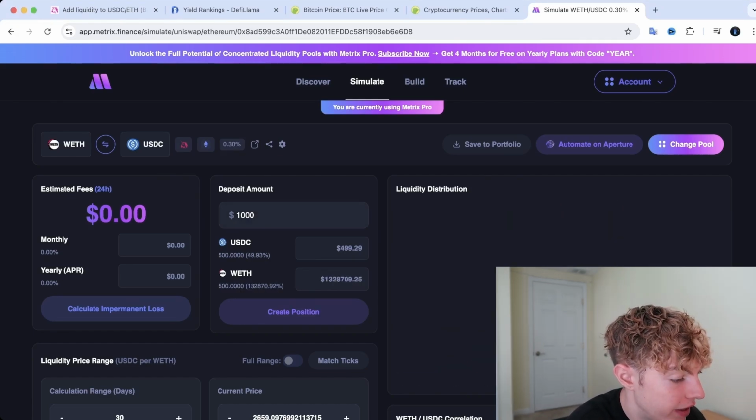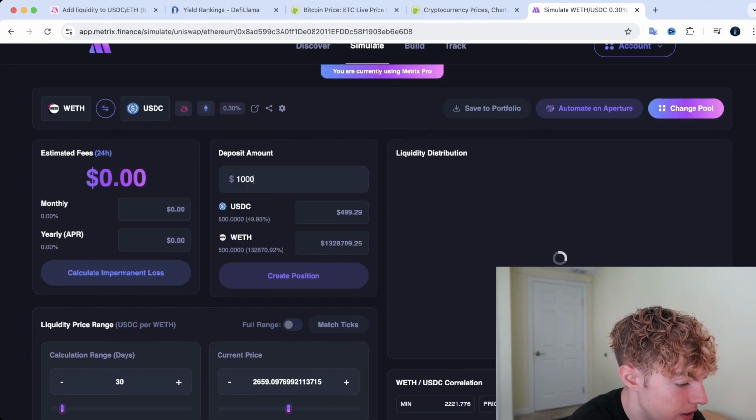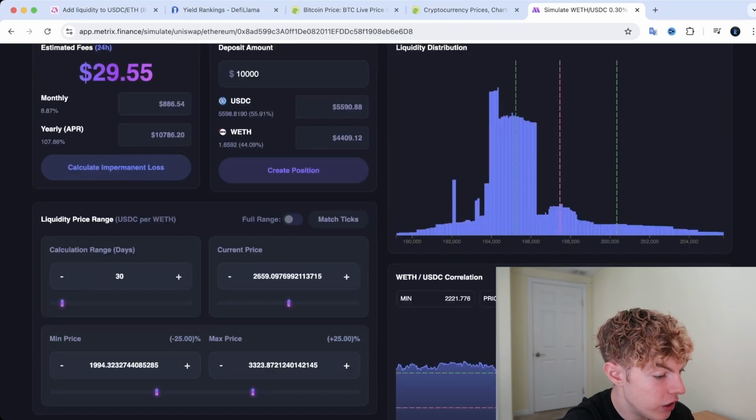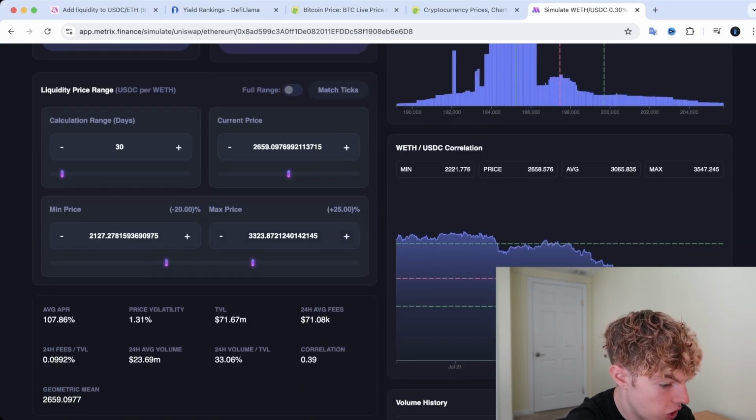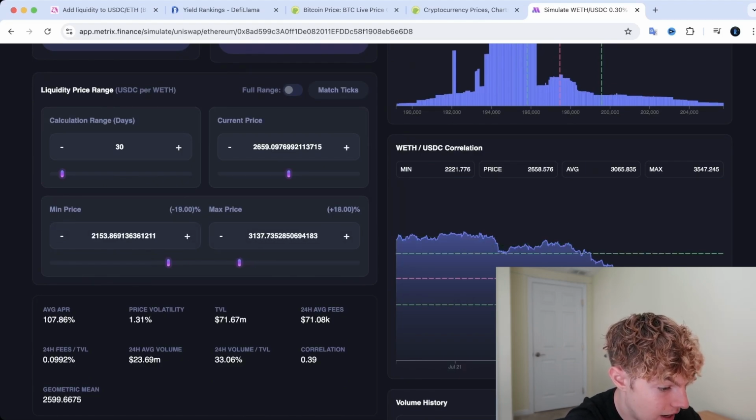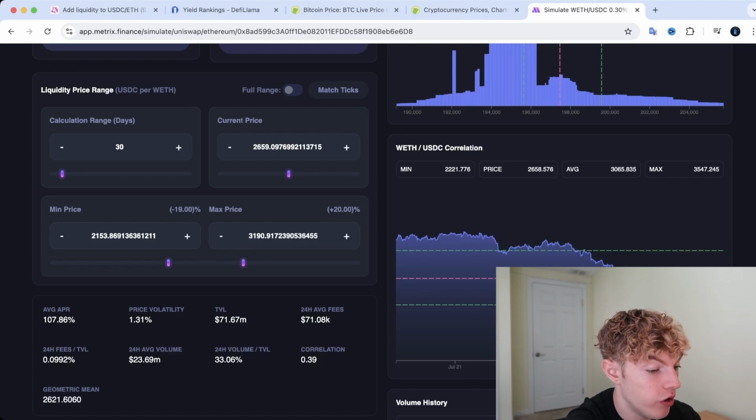And over on Metrics Finance, for example, say we want to put our deposit amount as $10,000 right here. It's going to go ahead and load. And then now we're going to go down here and choose our min and max price. So for my min price, I'd personally be okay with doing around 2,153, and for max, I'd say for now around 3,190. I could tighten this if I want to, but I'm going to leave it around here.